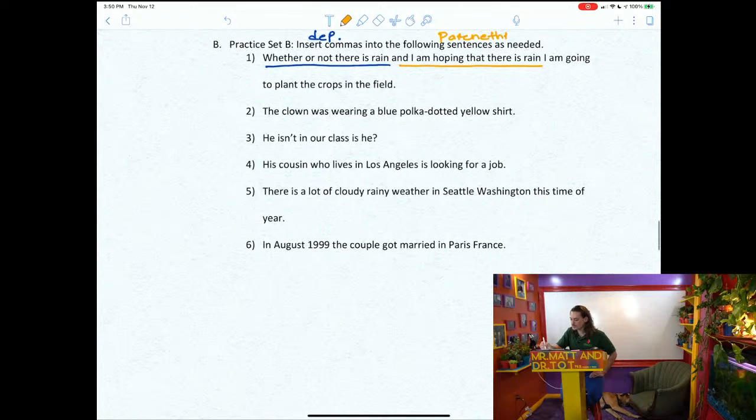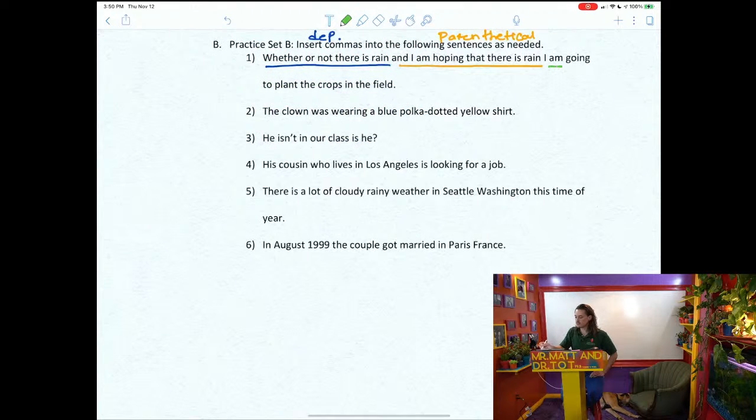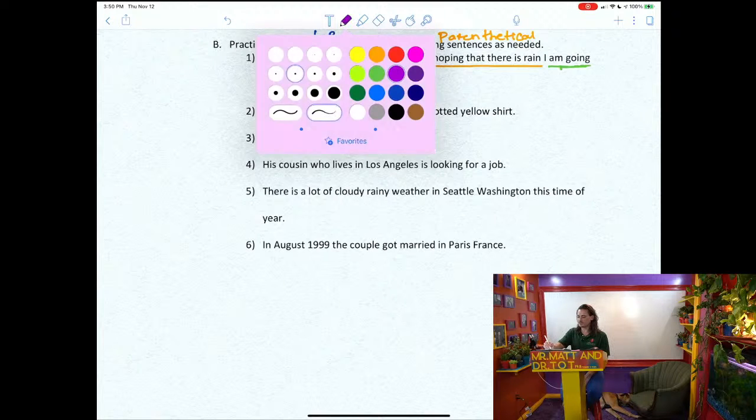Parenthetical. And then this last clause, I am going to plant the crops in the field. That's an independent clause. You have a subject, verb, and predicate. So we need to surround the parenthetical clause with commas.